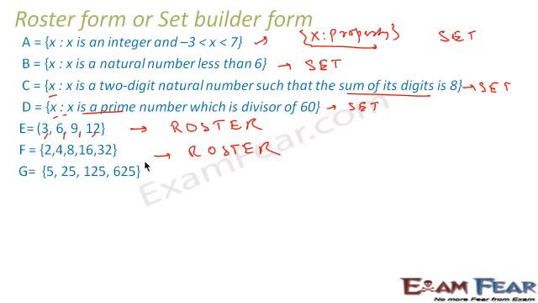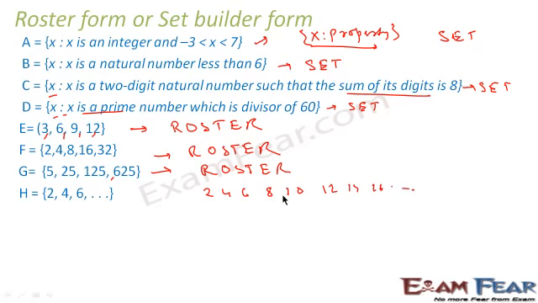G is 5, 25, 125, 625. Here also, since all the elements are listed separated by comma enclosed within braces, this is also roster form. Similarly for H, it says 2, 4, 6 dot dot dot. As we remember, this is nothing but 2, 4, 6, 8, 10, 12, 14, 16. This is an infinite set. So since all the elements are listed separated by comma enclosed in braces, this is also roster form.